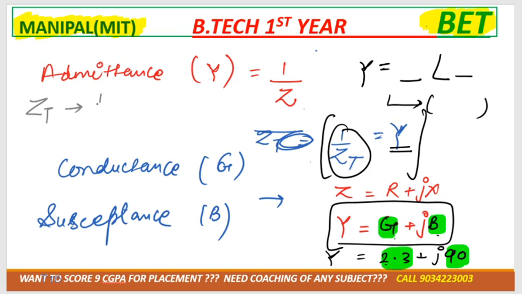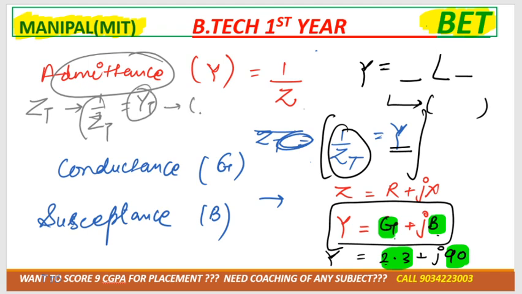तो उसको उल्टा कर दो 1 by ZT is equal to Y of t, that is admittance. तो जो भी तुम्हारा y of t आएगा that will be in the rectangular form, या फिर polar form में आएगा तो convert it into rectangular form. Then you can compare it. After comparison you will get the direct value of g and b. You don't need to solve it further.